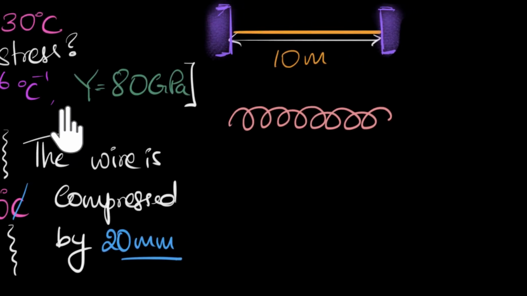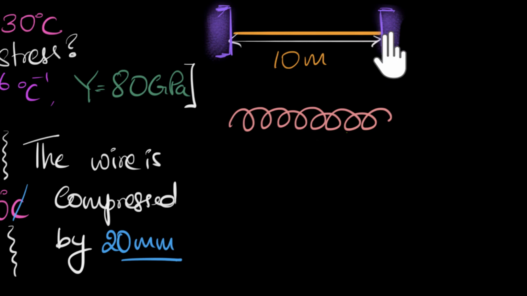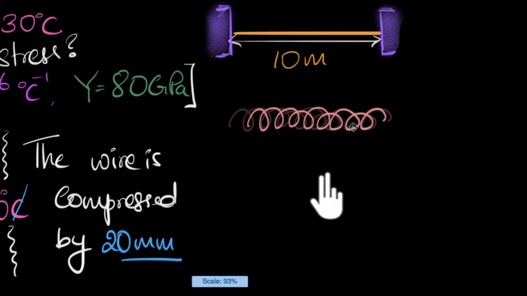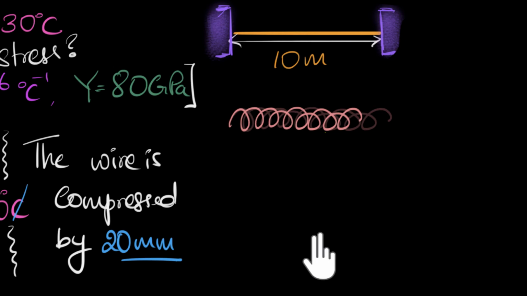All right. So here is the original wire, which has been compressed by 20 millimeters, and we're comparing it to a spring. What would happen if you were to compress the spring by some amount? Well, then we all know that the spring snaps back, or at least it tries to snap back. And it does so by generating what we call the restoring force. So there is a restoring force that gets generated over here. Let's call that F.